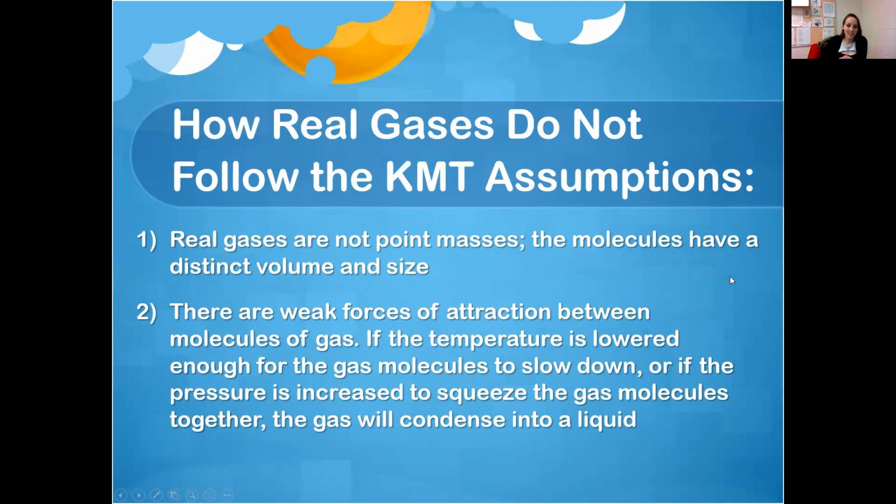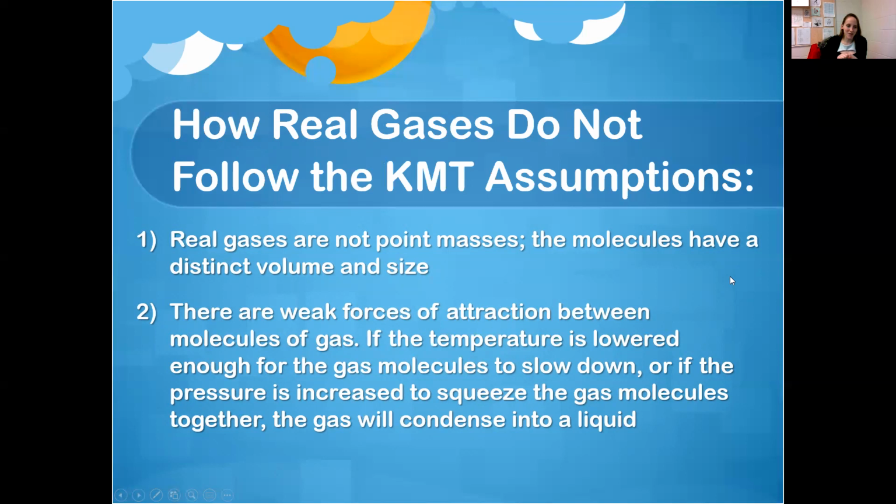First of all, real gases are not point masses. Those molecules do have a distinct volume and size. They take up space. It is a negligible amount of space normally when they're really spread out. But certainly as those gases condense, that volume starts to matter more and more because there's less empty space the more you condense the gas.